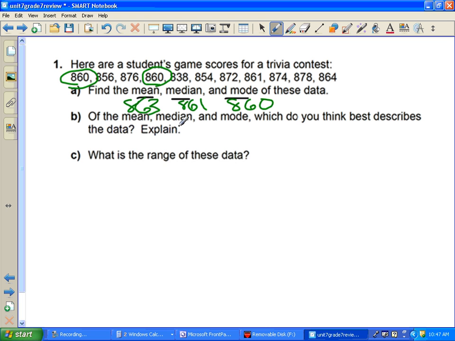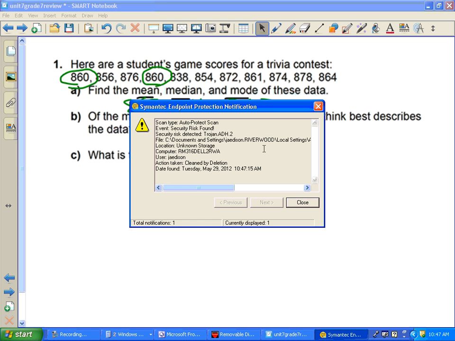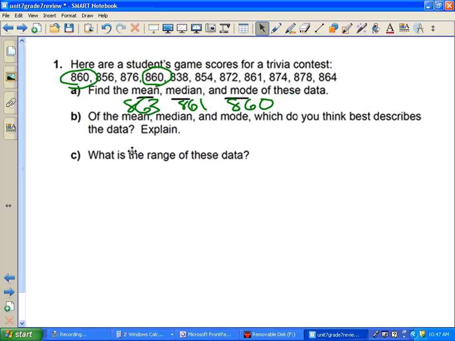Now, of the mean, median, and mode, which do you think best describes the data? And then we have to explain why. Well, if you look at all three, they're all pretty close to each other in value. So any one of these would be good to explain the middle, because they're all so close in value that really none is any better than the other.